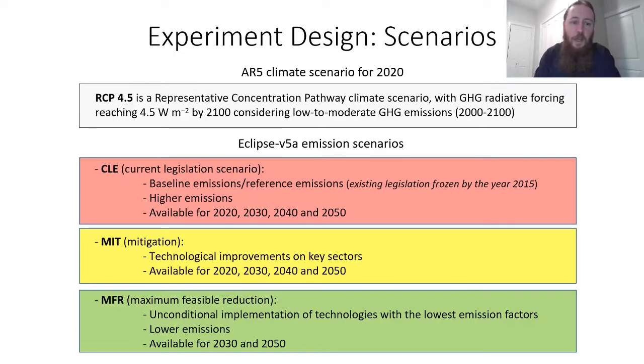Then I have the mitigation scenario. In this scenario, technological improvements in the key sectors are applied to many different sectors, such as transportation, industries, and also agriculture, and so on. And we also have the maximum feasible reduction scenario. In this scenario, there is unconditional implementation of technologies with the lowest emission factors. The result of this scenario is that we have the lowest emissions, but this scenario also doesn't take into account the costs of implementing all this technology in all sectors.